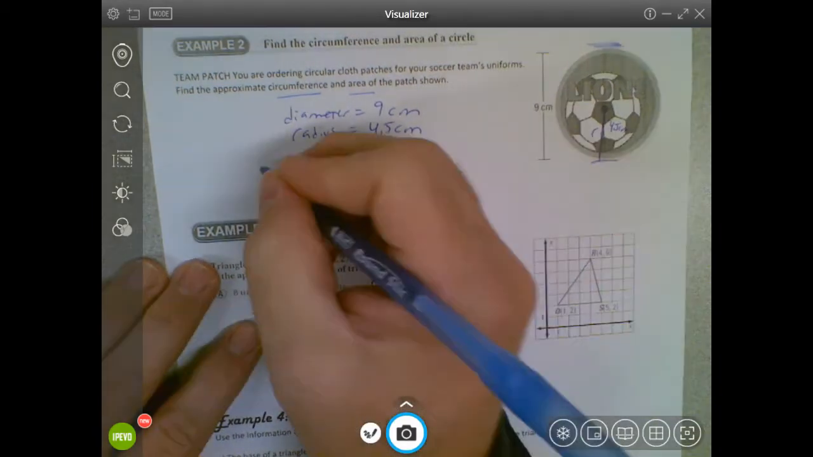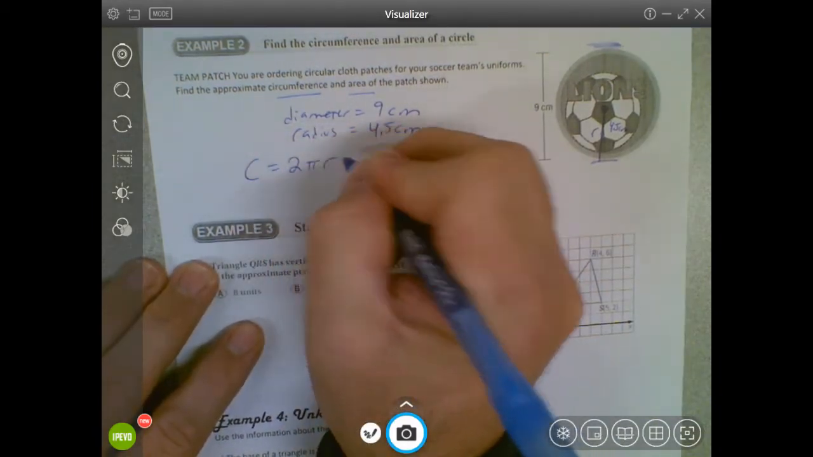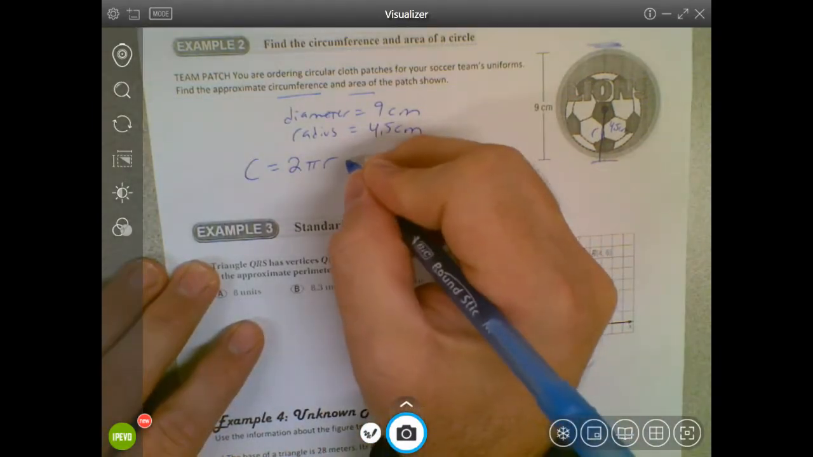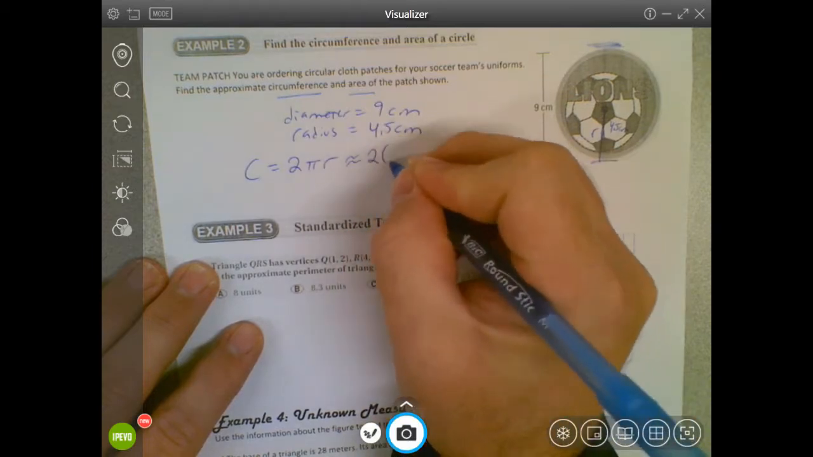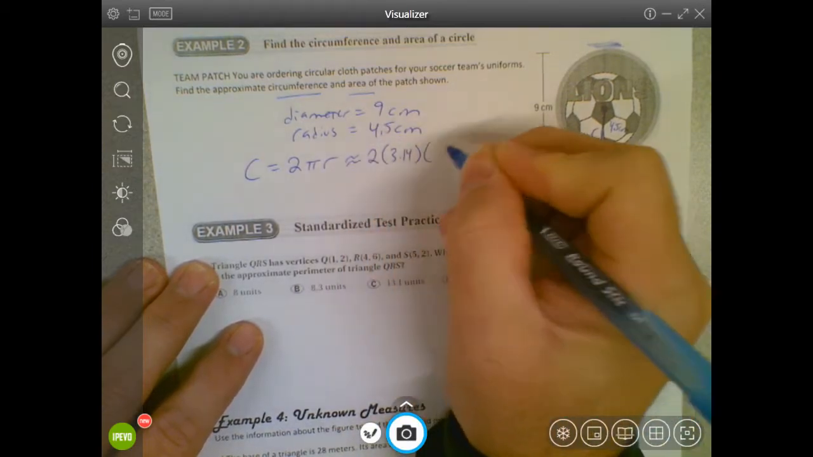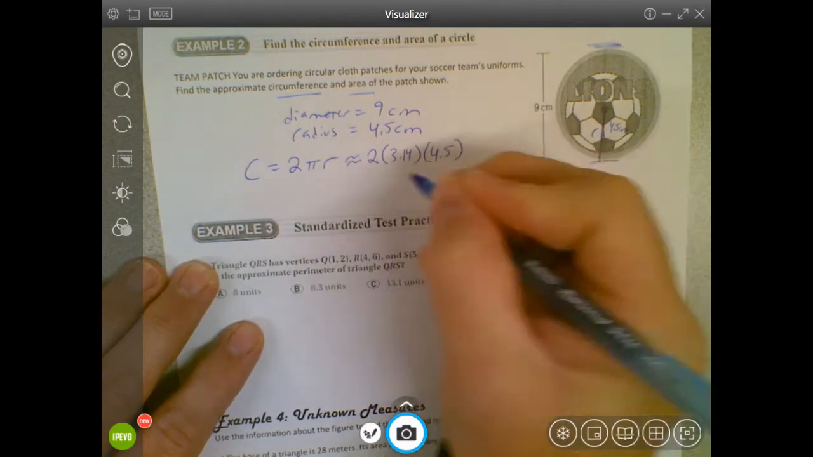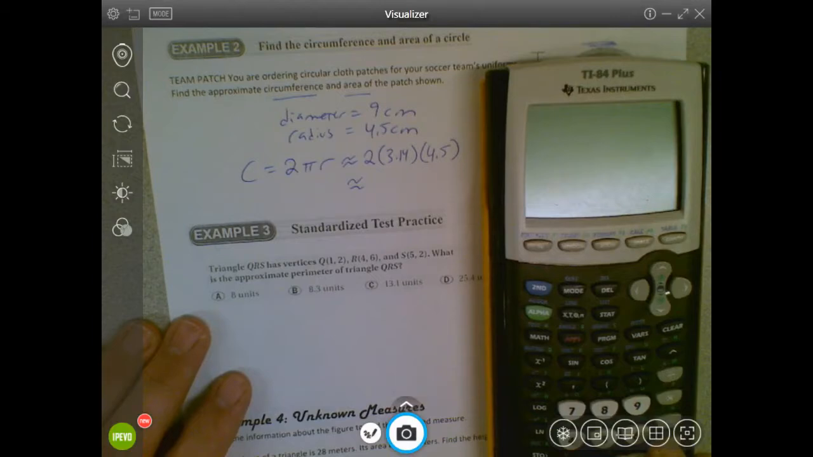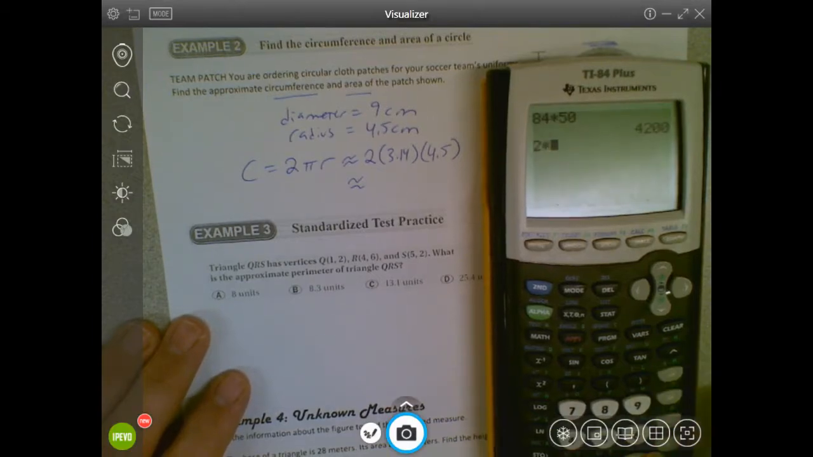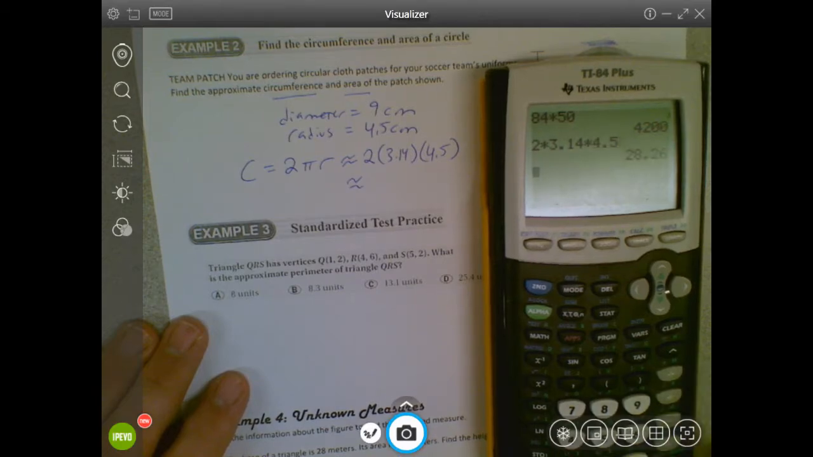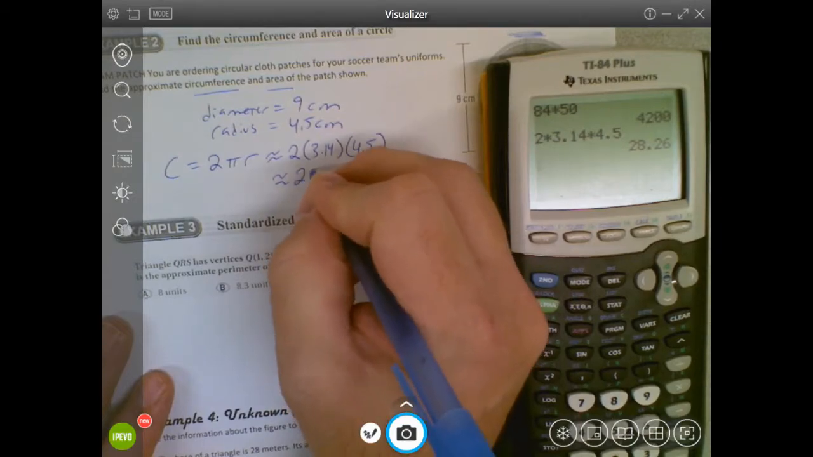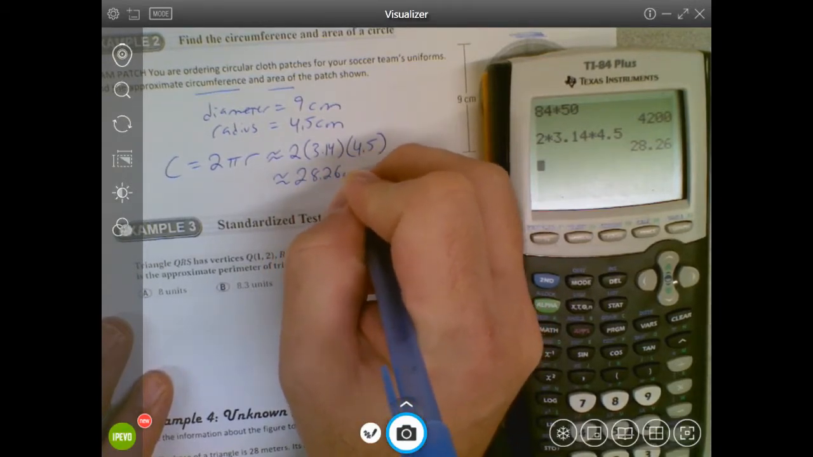So circumference is 2 pi r. For pi, we typically use 3.14. So when I go to put this in the calculator, it's going to be an approximation. 2 times 3.14 times the radius, which is 4.5. And I'm going to go ahead and figure that out and see what our circumference actually is. So 2 times 3.14 times 4.5. So I got 28.26. And that's going to be centimeters because they gave it to me in centimeters.